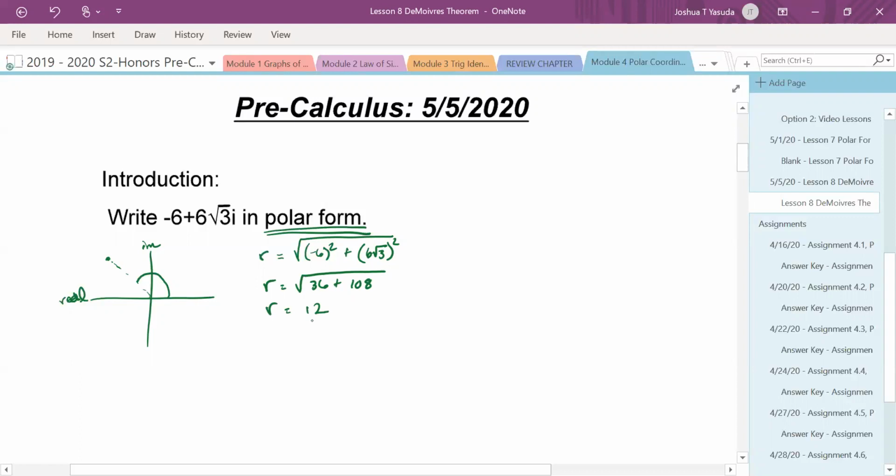Okay, and then theta is found by using tangent, right? So tangent of theta equals y over x, or 6 rad 3 over -6. So we have tangent of theta equals -rad 3, but I'm going to pick one in quadrant 2 because that's where we need to be. And so tangent being -rad 3 in quadrant 2, I'm going to hit you with 2 pi thirds. Feeling a little rusty on my trig stuff, but I think we got it.